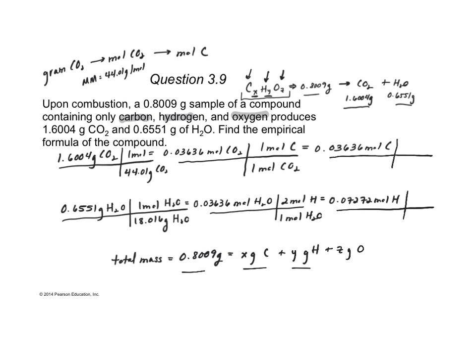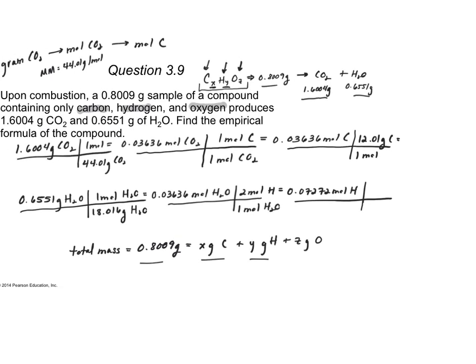So right now, to figure out how much mass is attributable to oxygen, I'm going to go ahead and convert my moles of carbon, my moles of hydrogen, to grams of carbon, grams of hydrogen, by multiplying by the molar mass of the 2 elements, right? So for carbon, for every 1 mole of carbon, there are 12 grams of carbon. So when I do that, I get a mass equal to 0.4367 grams of carbon. And when I do the same thing for hydrogen, for every 1 mole of hydrogen, there's 1.008 grams. I get 0.07331 grams of hydrogen.